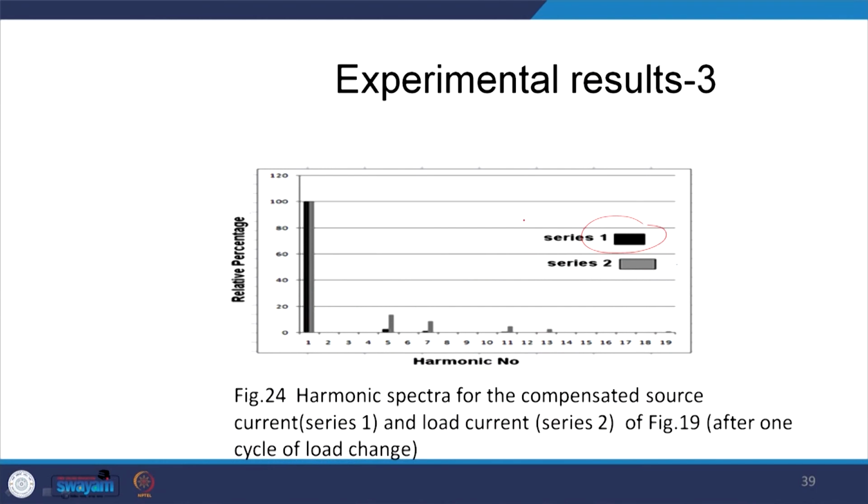And that is what the harmonic spectrums are. You can see the harmonic spectrum, that black one is your compensating current and the gray one is your uncompensated load current. You can see that the black one is 100%, thereafter this one is the 5th harmonic, this one is the 7th harmonic, this one is the 11th harmonic, and so on. This is the harmonic spectrum of the load current and source current before and after compensation.